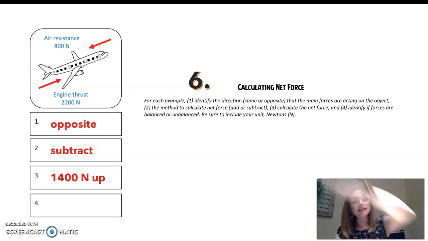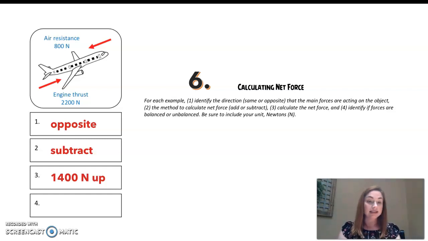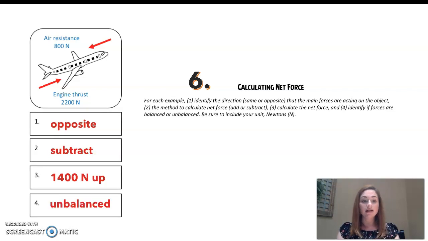So this airplane is taking off. It's not landing, it's taking off. And the forces, are they balanced or unbalanced? They are unbalanced. I think you're starting to get it. I hope so. I feel like you are.